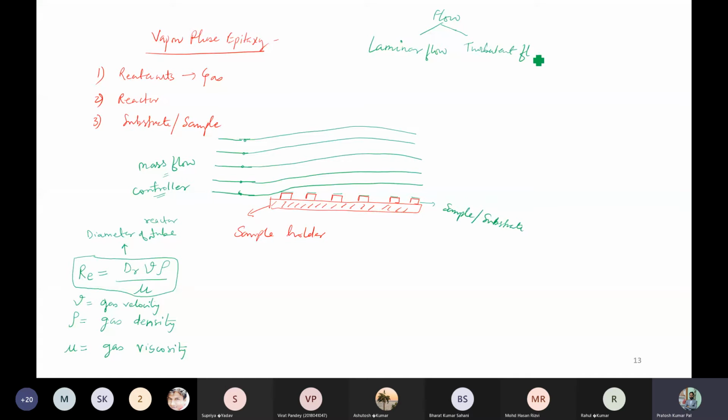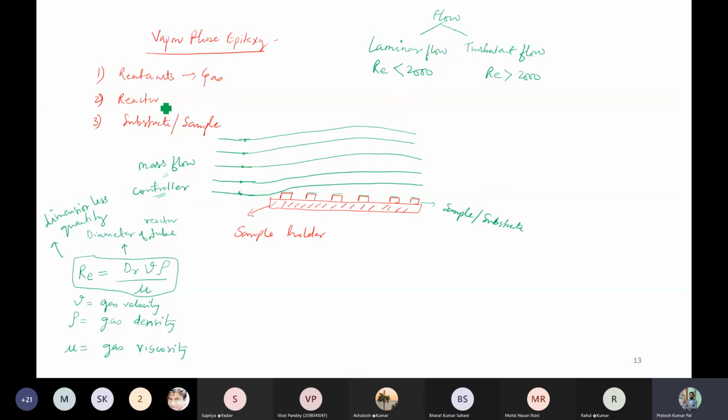So in case of vapor phase epitaxy, the flow of this gas should be laminar flow. In this laminar flow, the value of Reynolds number should be less than 2000. This Reynolds number is a dimensionless quantity. If the Reynolds number is less than 2000, that is called laminar flow, and if it is greater than 2000, this is called turbulent flow.